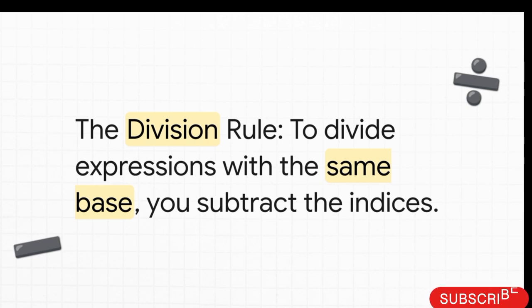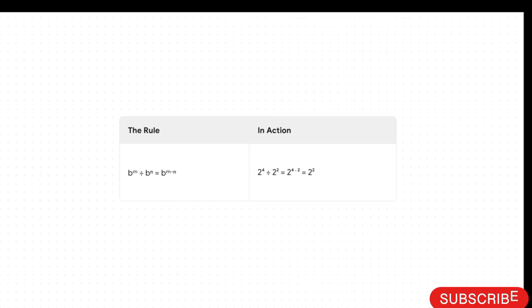Let's take a look. Well, as you probably guessed, if multiplying meant we add the powers, then dividing means we do the exact opposite. We subtract them. It just makes sense, right? So if you look at our example, 2 to the power of 4 divided by 2 to the power of 2, well, that just becomes 2 to the power of 4 minus 2, which simplifies down to 2 squared.